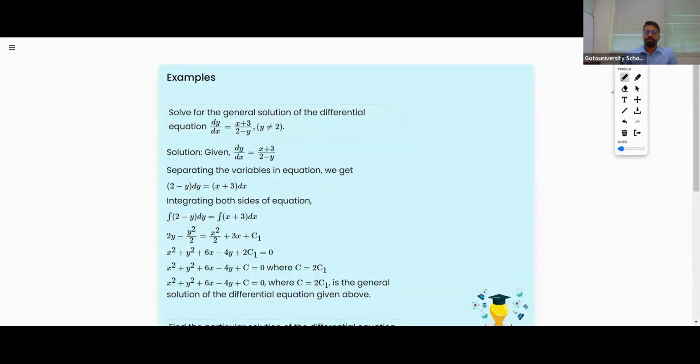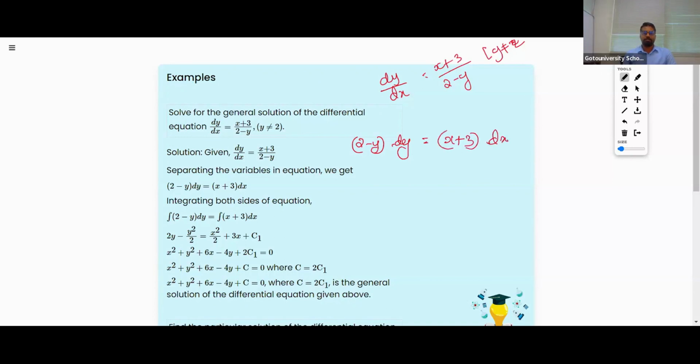Let me explain this. The given question is first order only, right? In our syllabus, we don't have second order or any higher order. It's only first order. And clearly they told us y is not equal to plus 2. Why? You know that, right? If it is equal to 2, what will happen? It will have a 0 in the denominator. Now we have to do the variable separable approach. Is it possible to separate them? Yes. I can rearrange this equation as (2 minus y) dy equals (x plus 3) dx.